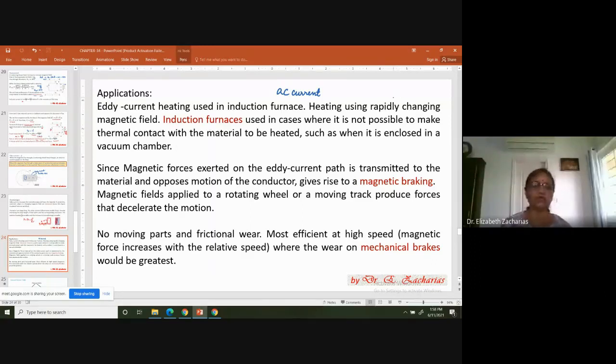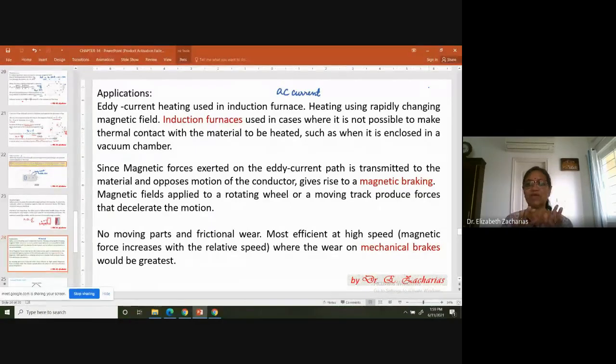Then another place where you can use eddy currents is in magnetic braking. Please remember one thing: in all your mechanical brakes, there is a bush that sits on something and rubs against it. By friction, you're actually stopping the motion of a vehicle, let us say, with a disc brake. In some situations, if the speed is very large, when this friction comes into the picture, there is a lot of heat and the resultant wear and tear. You don't want that to happen.